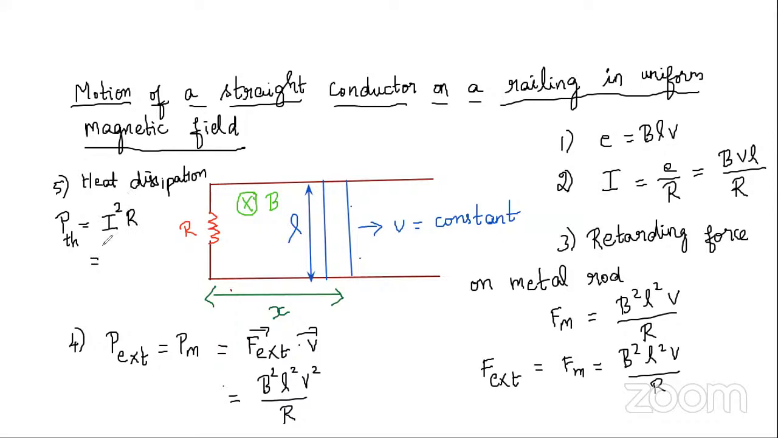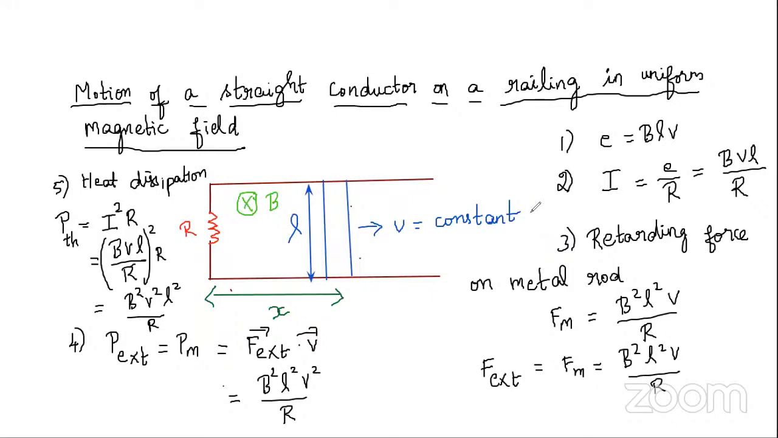So that will be I, we already know BLV by R. So here that is BLV by R, the whole square into R. So that will give you B squared L squared V squared. Here I squared means that will be R squared, okay. B squared V squared L squared by R squared multiplied by R. Finally, you will be getting B squared V squared L squared by R. This is the heat dissipation.